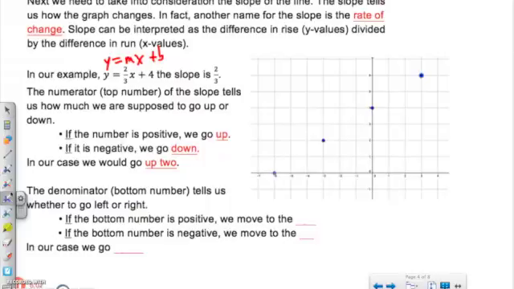So I go to my original point. Remember, our original point was 0, 4. I'm going to count up 1 space, 2 spaces. I'm just going to draw a dashed line to represent that. I count up 2 spaces.